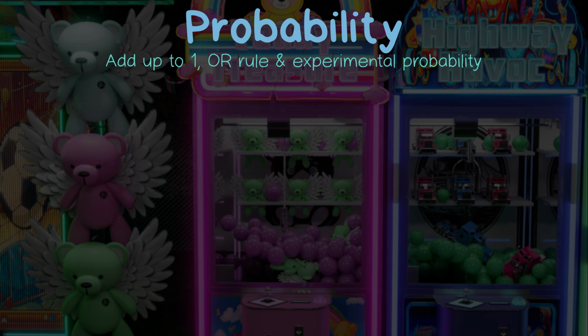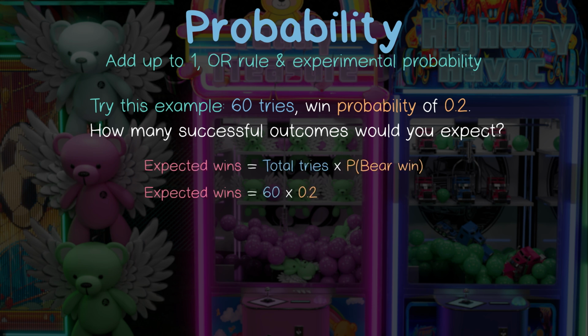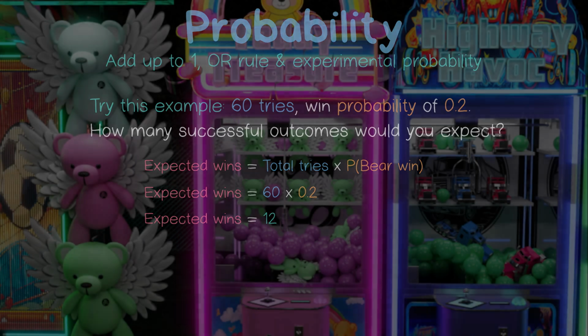We can use the same pattern every time we're given the amount of tries and the probability of winning. So for example, if it's 60 tries instead, and we had a probability of 0.2, 60 times 0.2, we would expect to win 12 bears.